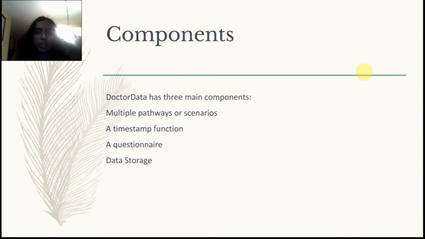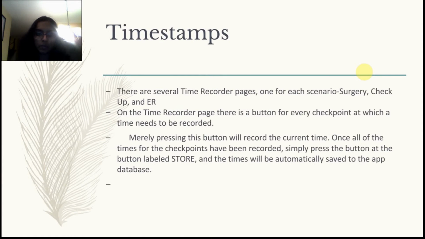DoctorData has three main components: multiple pathways or scenarios, a timestamp function, a questionnaire, and data storage. There are several time recorder pages, one for each scenario: surgery, checkup, and ER. On the time recorder page, there is a button for every checkpoint at which a time needs to be recorded. Merely pressing this button will record the current time. Once all of the times for the checkpoints have been recorded, simply press the button labeled Store, and the times will be automatically saved to the app database.